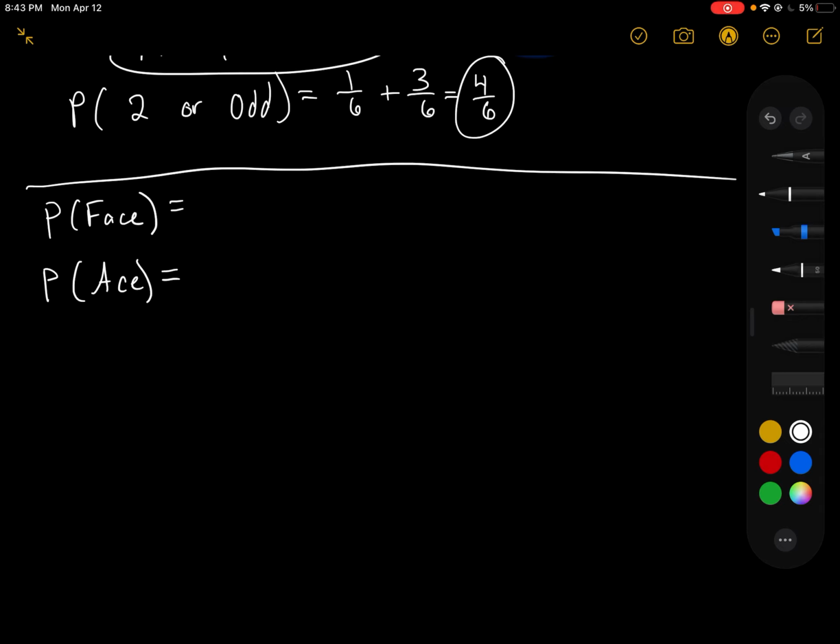We can do this. So probability of a face card and the probability that we take an ace. Well, face cards represent 3 of the 13 types of cards, and an ace is 1 of the 13 types of cards. So what is the probability that we have both a face card and an ace at the same time?